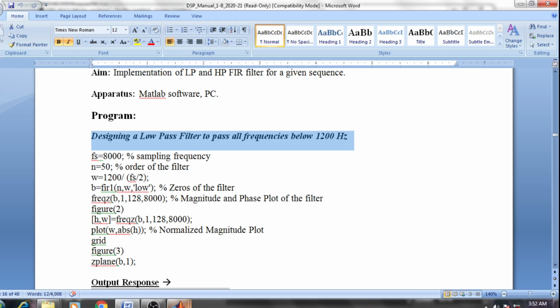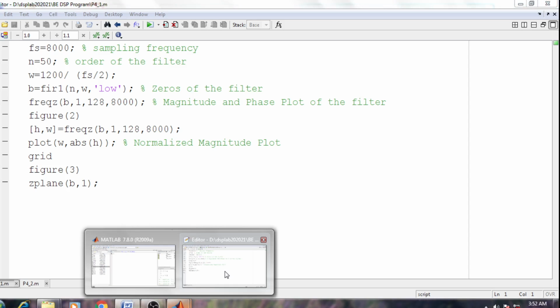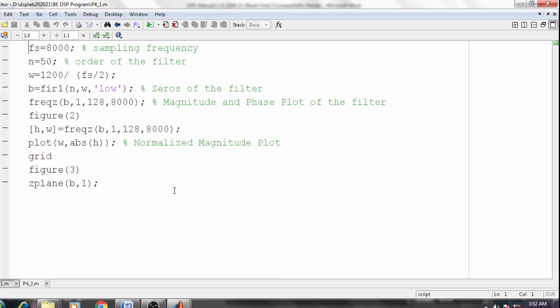I am directly switching over to MATLAB. See how you can write the program for that. I hope you can see the MATLAB screen. Here the sampling frequency fs will be kept at 8000. This frequency you can change. Similarly, the order of the filter will be decided, about n is equal to 50. So these are the variable values, fs as well as n.